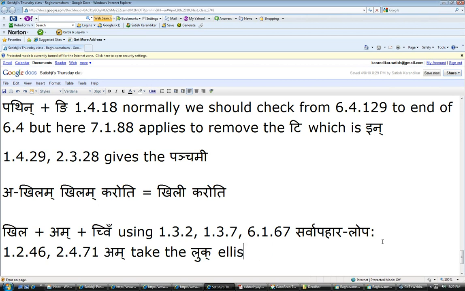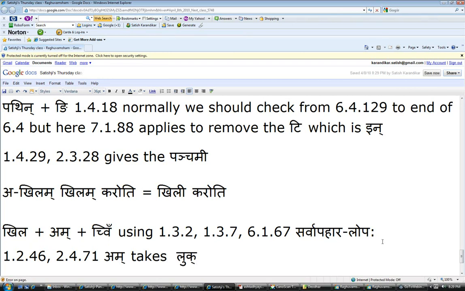I think I just say it takes luk. Okay, that's fine. So it is dropped basically. Okay, so now only Khila is left behind.